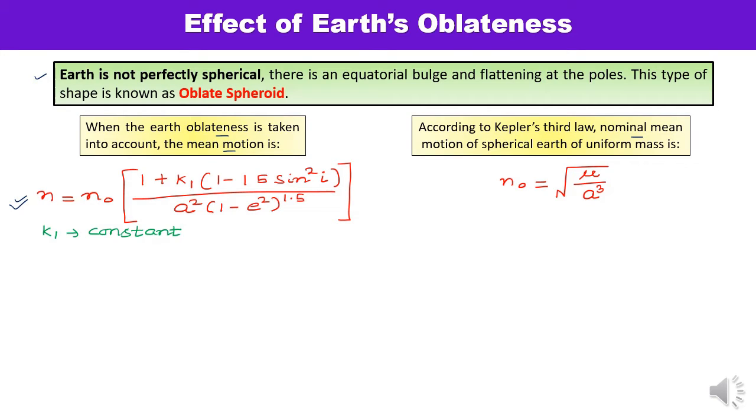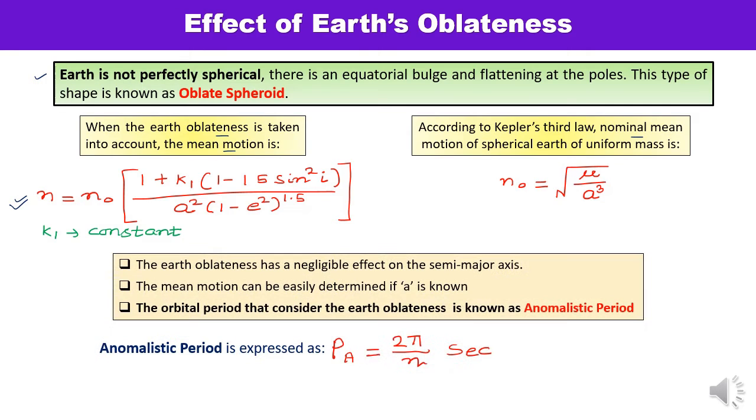It is equal to n0 times 1 plus K1 times (1 minus 1.5 sine square I), upon a square times (1 minus e square) raised to the power 1.5, where K1 is the constant. Means the Earth oblateness has a negligible effect on the semi-major axis, and we calculate the mean motion if a is known. And when we are saying that it has a nominal effect, it means it is not going to impact much along.